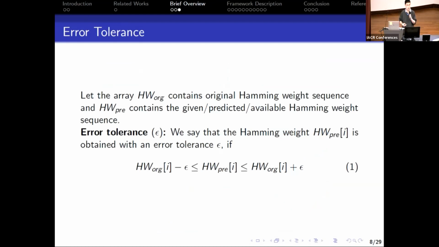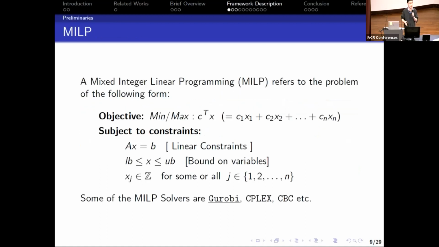Error tolerance is basically defined given the original, actual Hamming weight. When we get a predicted Hamming weight, the error tolerance epsilon defines that our prediction is successful if it's within plus or minus epsilon of the original Hamming weight value. As mentioned before, we train the machine learning to predict the sequence of Hamming weight and Hamming distance. However, machine learning does not always give 100% accuracy, and this is a problem since our SMT solver requires 100% correctness.